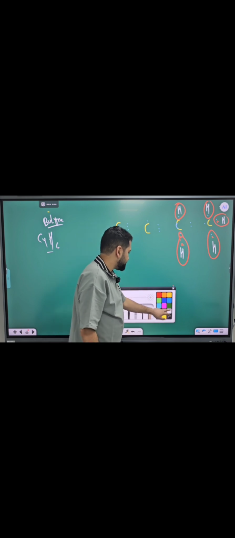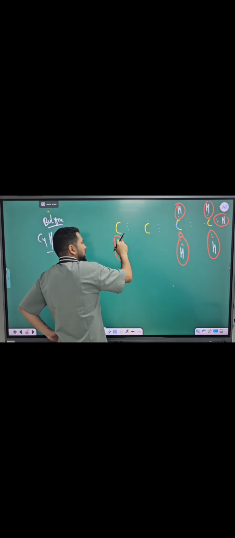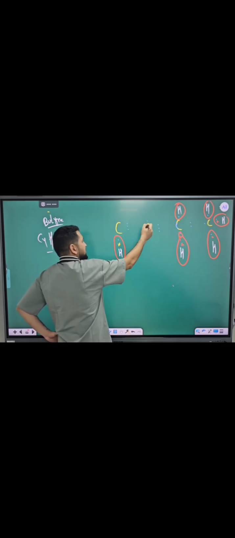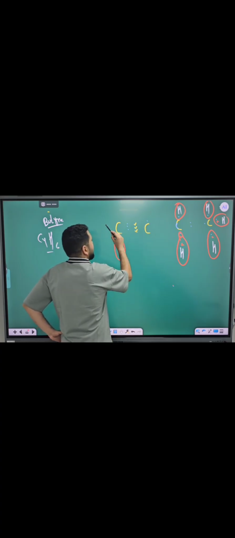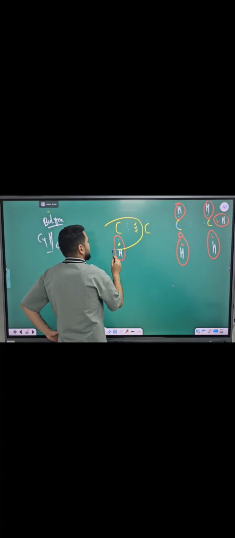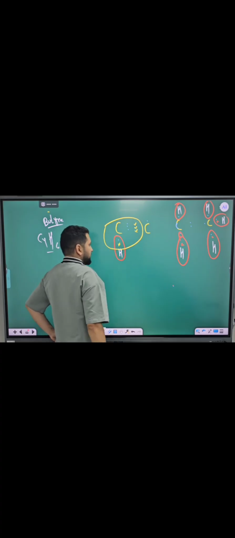Now look here. If I talk about this carbon, it shared 1 electron with the hydrogen. So 1, 2. And from this, how many will it be sharing? So it will be sharing 1, 2, 3. And with this carbon it will be sharing its 3. 1, 2, 3. Right? Let me erase these 3 electrons here. So can I say that this carbon is stable now? Look here. 3, 1, 2, 3, 4, 5, 6, 7, 8.